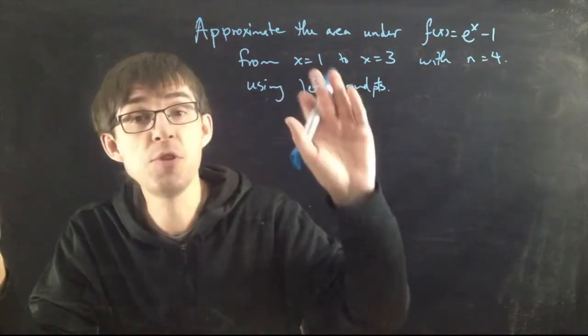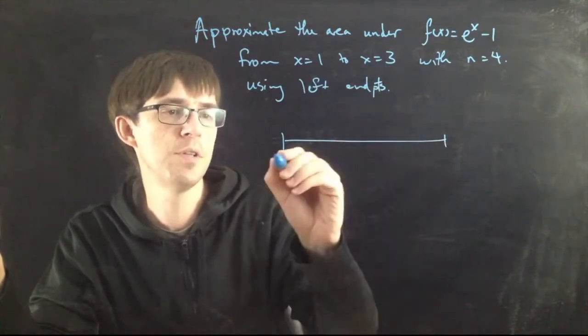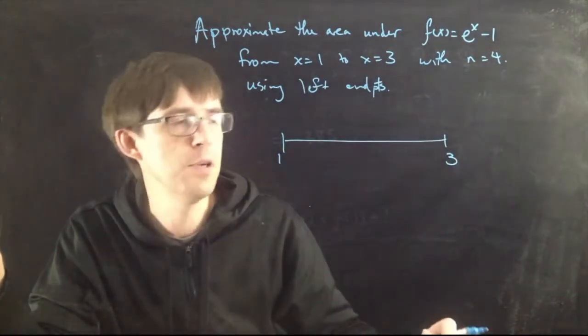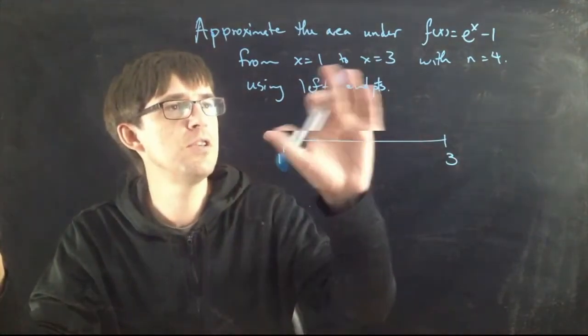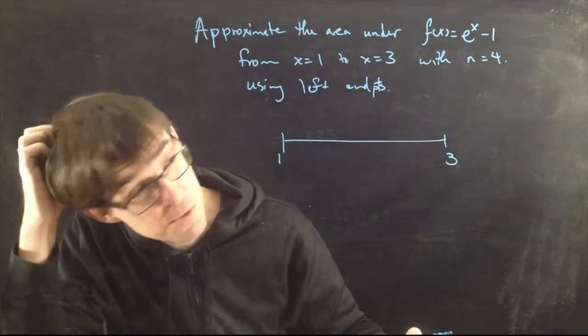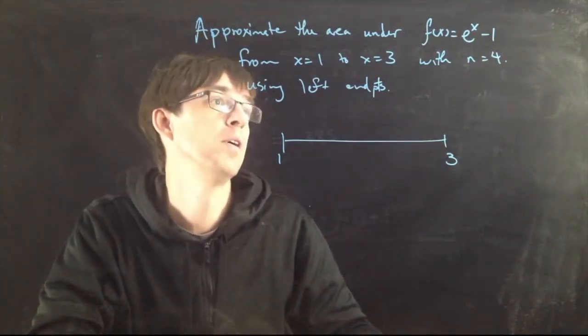I'm going to begin by drawing this little chart of the interval. Now this time it goes from 1 to 3. All right. Who knows what the graph looks like? It's not important. You don't need to know what the graph looks like. You just need to chart out what the interval is from 1 to 3. And it says if n equals 4. That means I'm going to divide this region into 4 smaller bits.